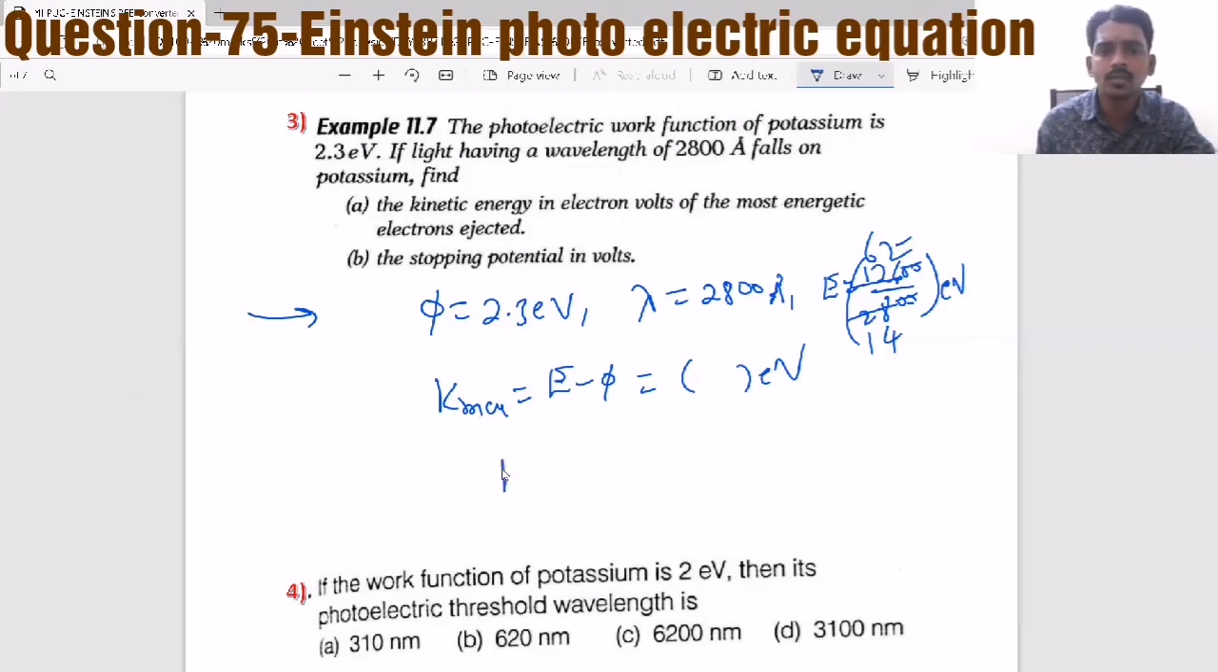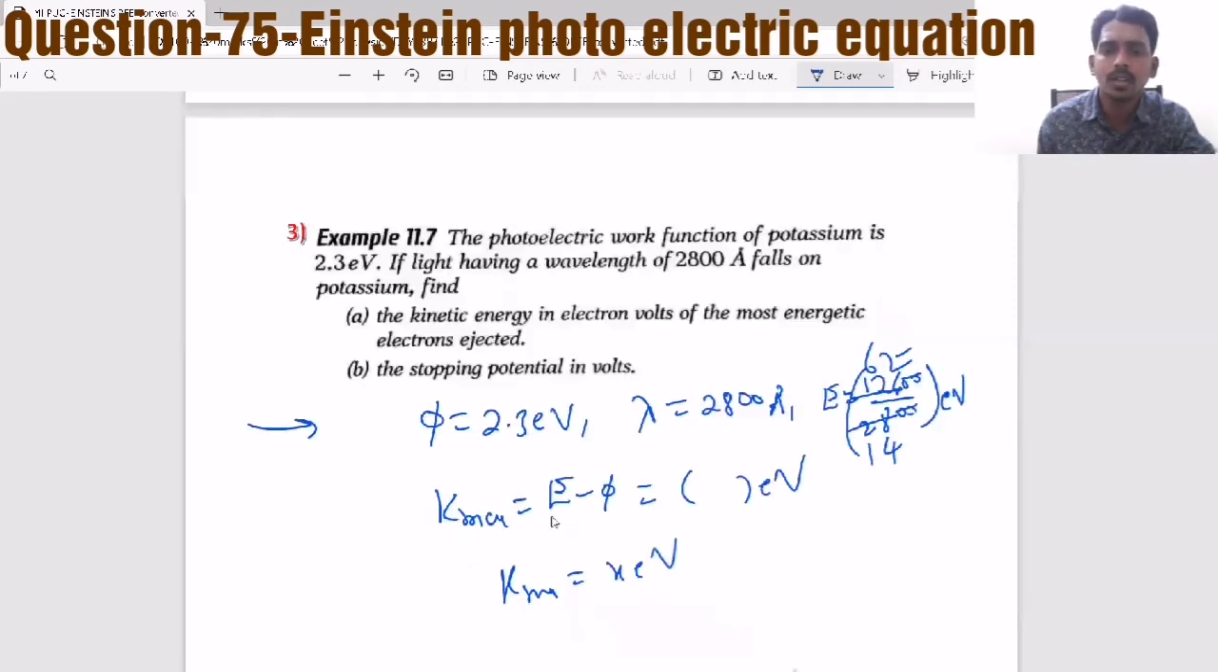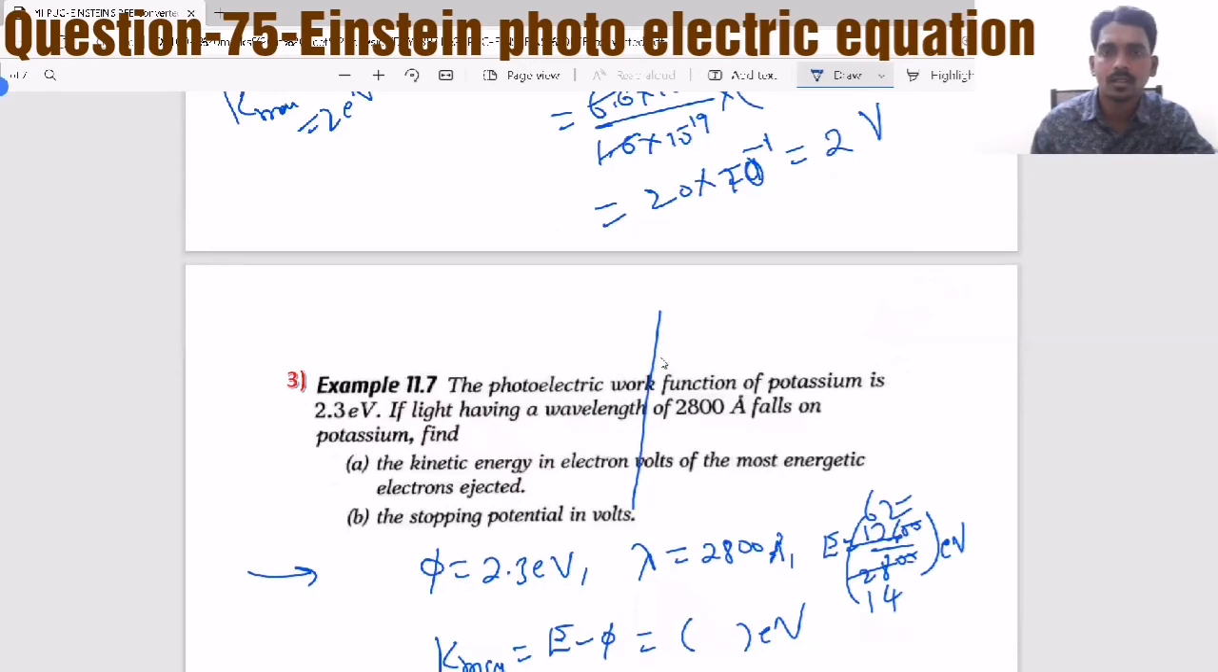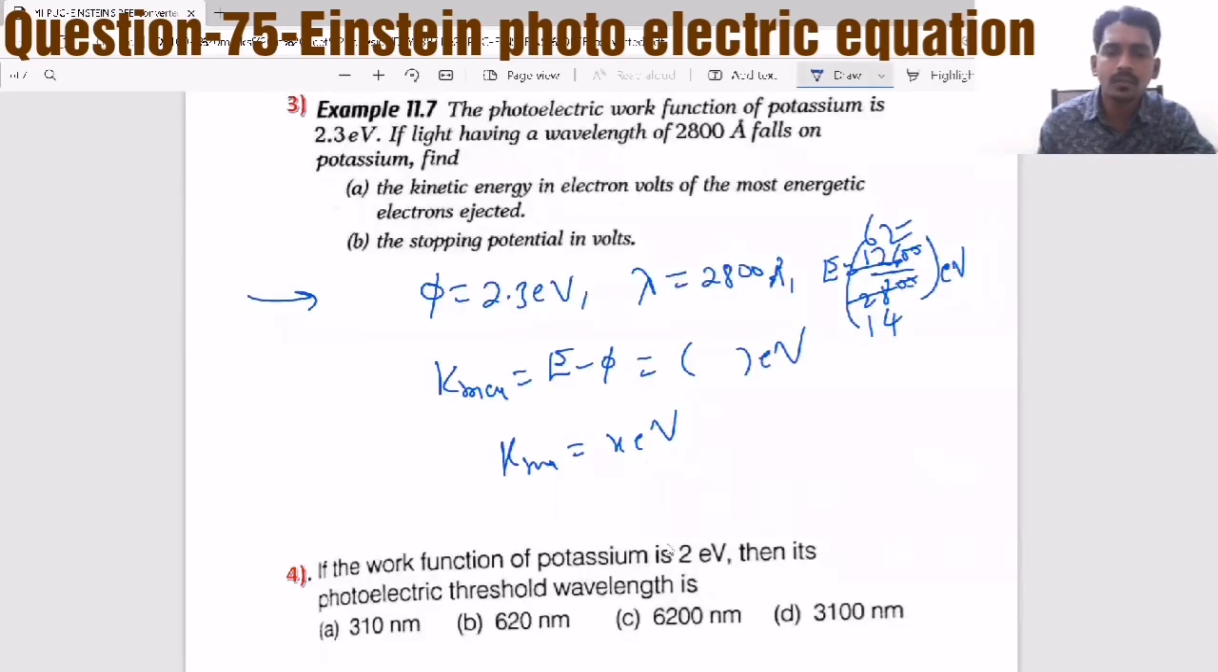And the stopping potential, once you get the K maximum as suppose some X electron volt, then V naught will become what? That X volt, that's it, as I said.